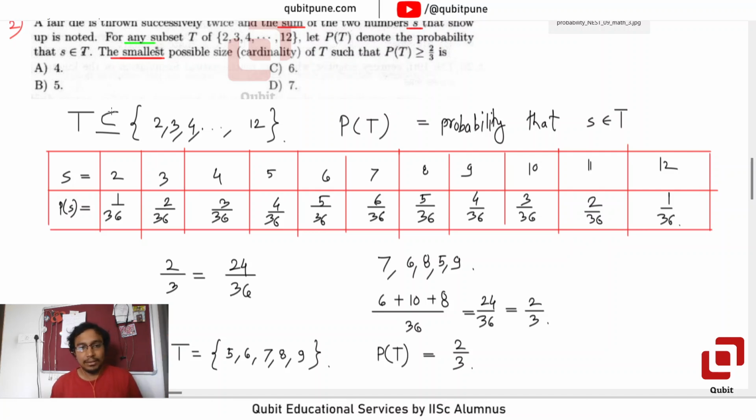Fine, but at the same time, since it's asking for the smallest, P of T should be equal to 2/3. So whatever we have got will be the answer. Okay, correct. So it's not A but it's B. Like if we subtract that outcome, let's say we consider only these 4, it will be 20 by that. Correct.